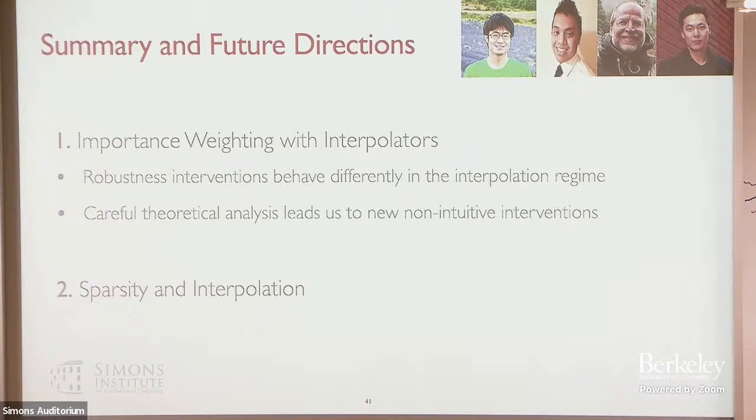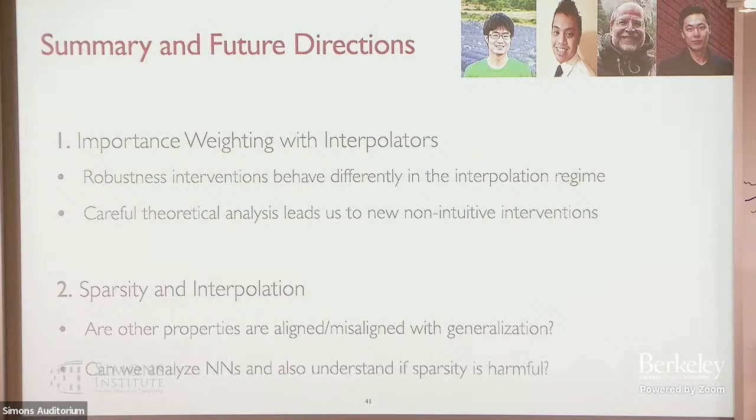We also talked about the interplay between sparsity and interpolation. I think it's interesting to ask if there are other properties like sparsity that are either aligned or misaligned with generalization in this regime. And finally, I showed experiments with neural networks where seemingly sparsity is harmful. We showed lower bounds with linear models, and I have no clue how to prove this for neural networks, but it'll be interesting to understand if sparsity is also fundamentally harmful when you are fitting noise with neural networks.